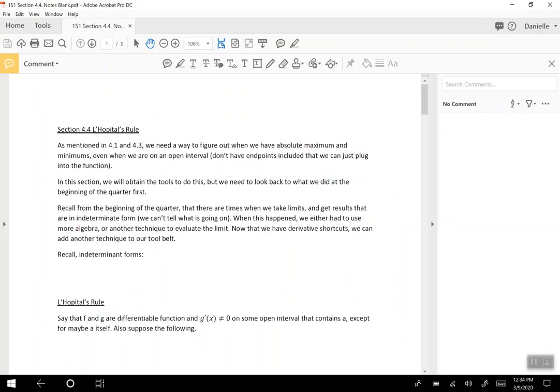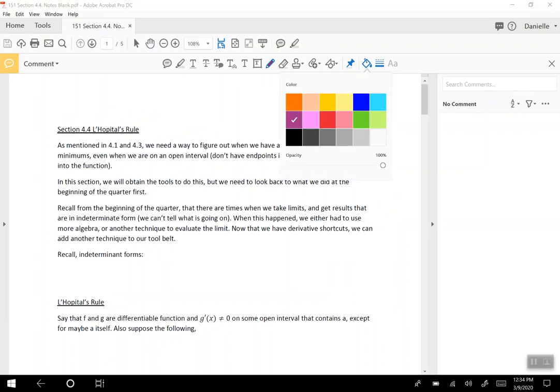All right, so the first thing we need to recall is at the beginning of the quarter, we took limits, and then there were some times when we had the limits after we ran it in a form where we couldn't really tell what was going on. So remember, we'd run it through and we'd say, 0 is in the denominator, I have 0 over 0, or infinity over infinity, which we knew didn't really tell us much.